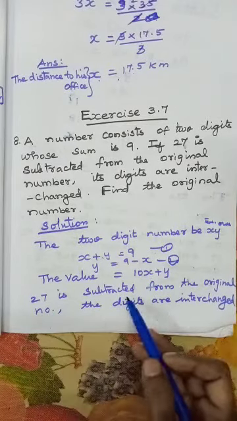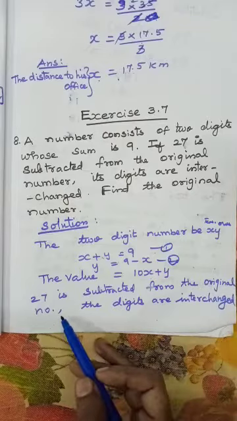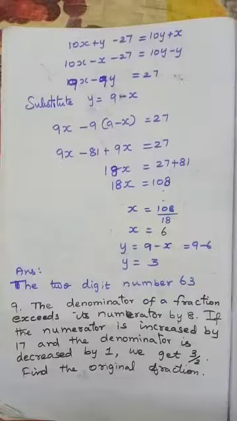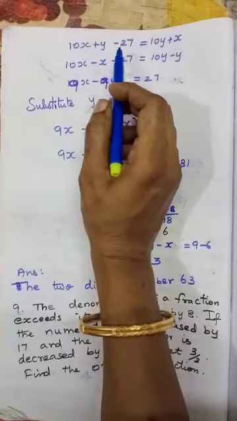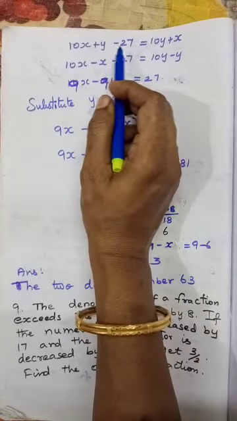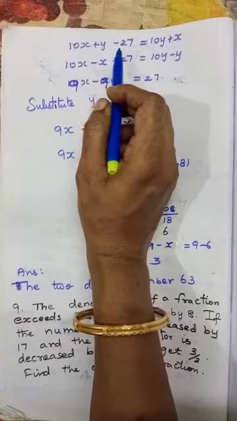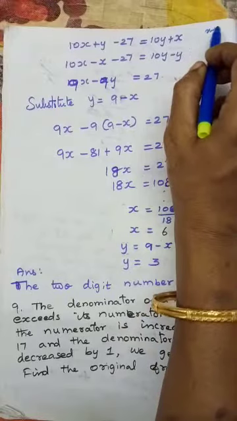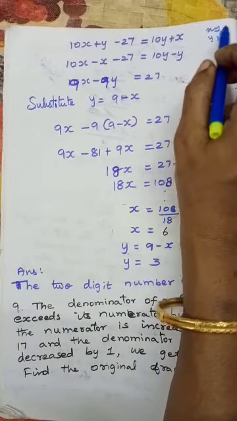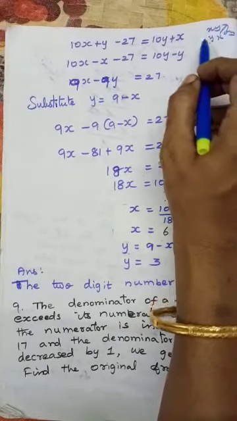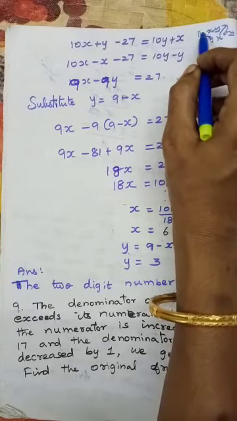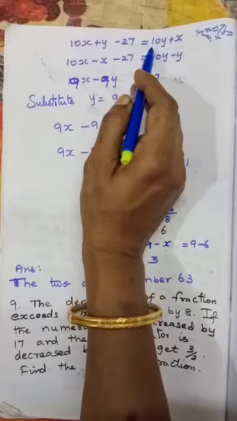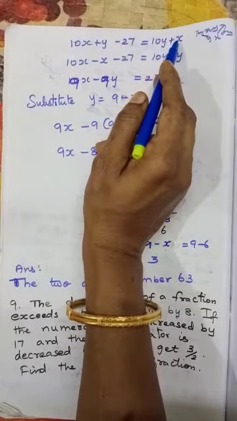So 27 is subtracted from the original number, and the digits are interchanged. So 10x plus y minus 27. The digits are reversed, which means xy becomes yx. Now x is in the ones place and y is in the tens place. So 10x plus y minus 27 is equal to 10y plus x.